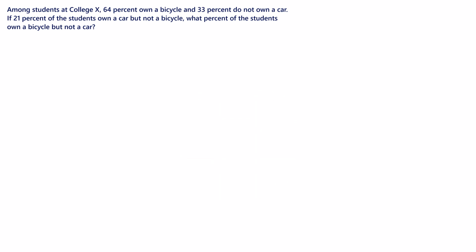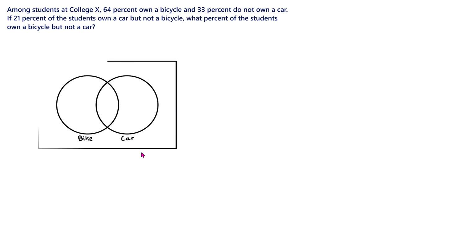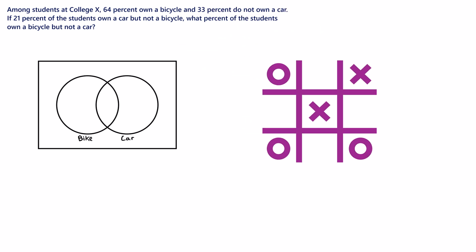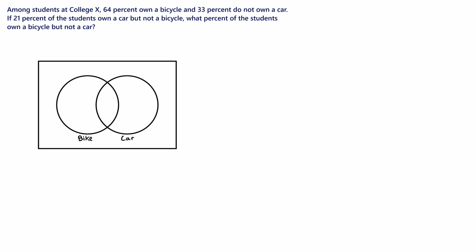A common approach to this kind of problem is to make a Venn diagram. In this case, that would involve making one circle for the bike owners, another for the car owners, and then a big rectangle for the whole universe of the problem, the students at College X. Now, I've already promised you that the best way to solve this is with a table that looks a bit like this. But as a stepping stone to that, let's first use our Venn diagram.